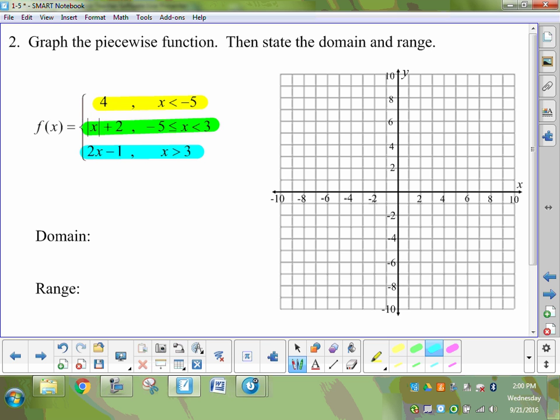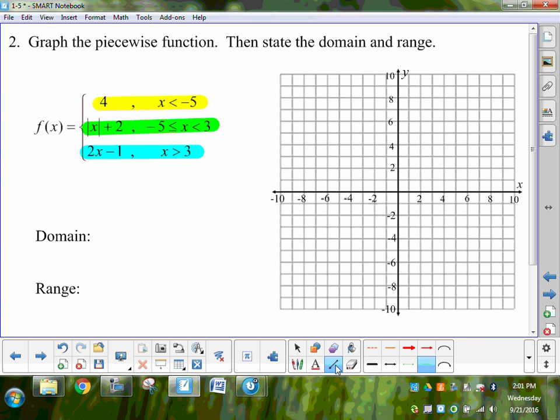Rebecca, what do you say? What's one out of the two transitioning values? -5. -5 is one of them. So I'm going to go through and I'm going to place my very lightly done boundary line at -5.